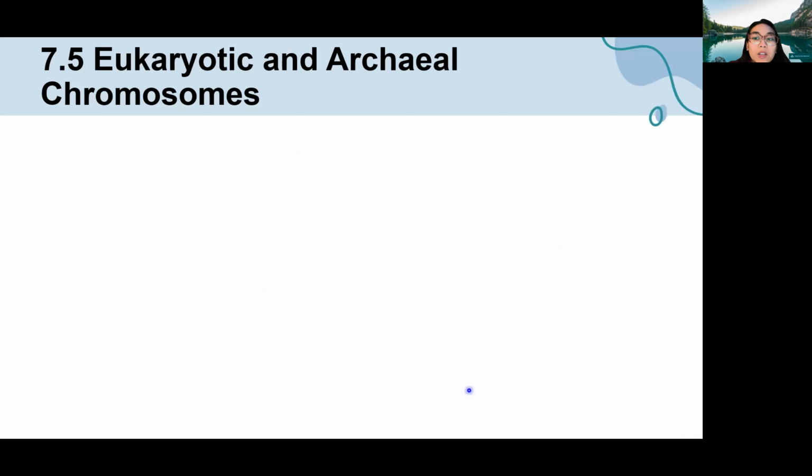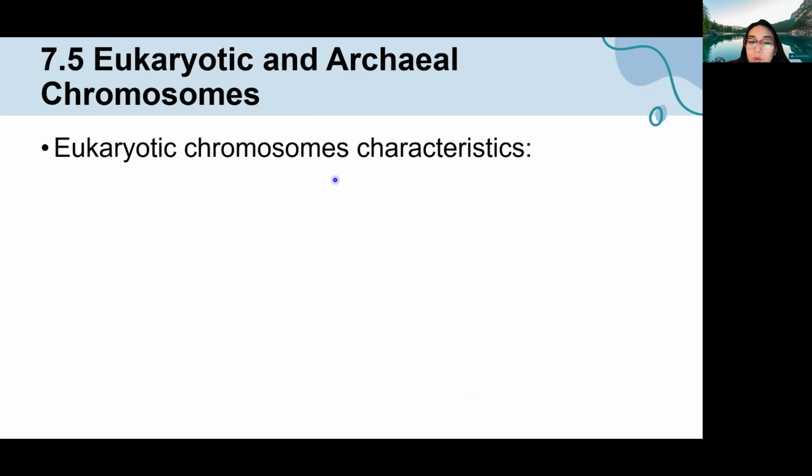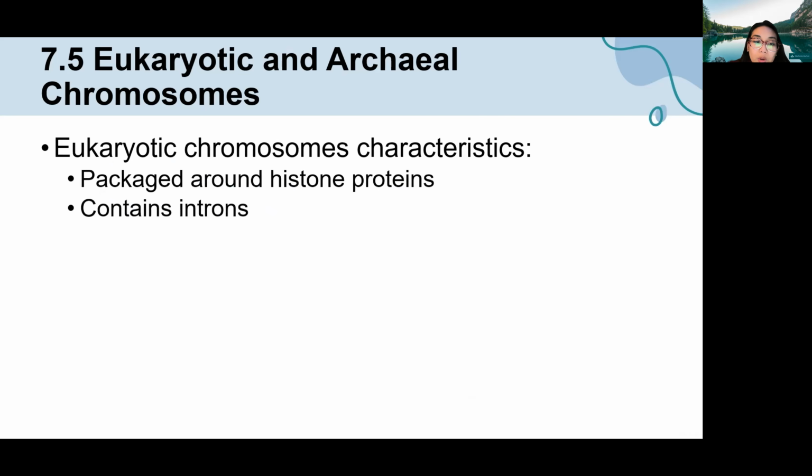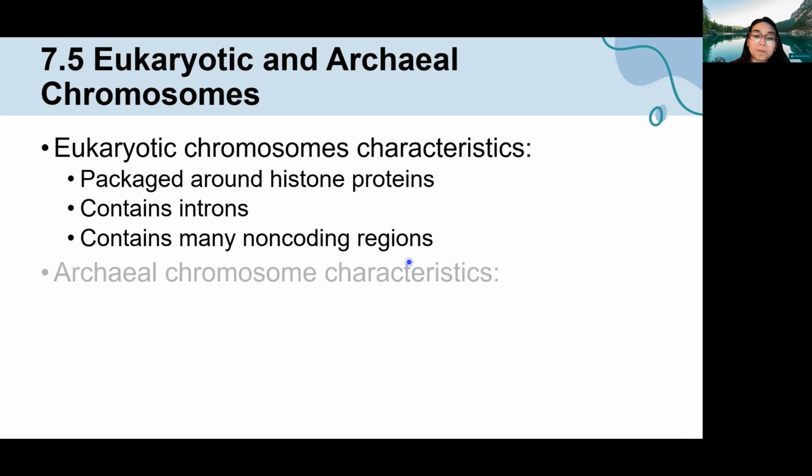Alrighty. So now we're moving on to 7.5. We're going to talk about just really quickly eukaryotic and archaeal chromosomes. So with eukaryotic chromosomes, you probably already know this because this is kind of the main type of chromosomes that we talk about in cell bio and stuff. But eukaryotic chromosomes are packaged with histones. They do have introns, which is annoying. And then they also have a lot of non-coding regions, which we saw earlier in the chapter.